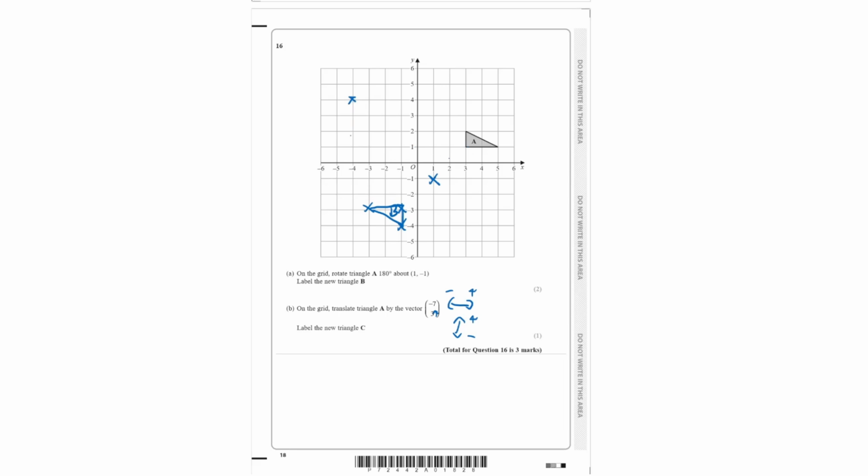Notice how this is translation, so the shape actually maintains its shape throughout. So if I check here and I go 7, 4, it still maintains. So it goes here and this goes here. We can draw all the lines together and now we have triangle C.